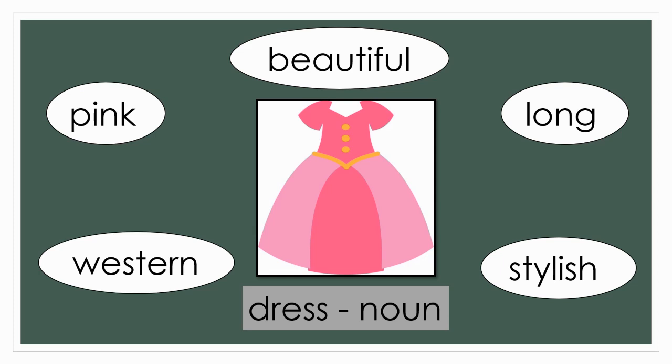For example, it is a beautiful dress. The color of the dress is pink. It is a long dress. It is a western dress. And it is a stylish dress. In this way, these words are describing the noun dress. So these are the adjectives for the noun dress.